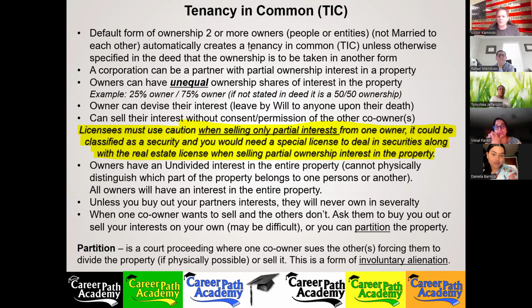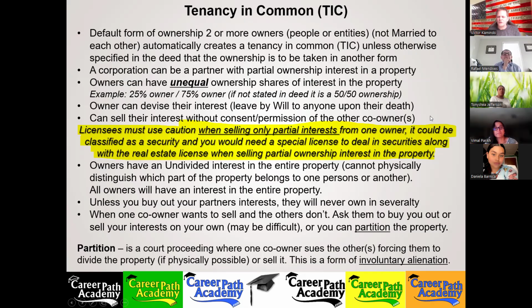Owners can have unequal ownership shares of interest, say 25% for one owner and 75% for the other, if they put that money into it, right? But if you don't specify that the ownership is not equal, then it's going to be 50-50. You have to specify that at the time you buy it, in the deed. Owners can devise their interest. That means to leave it by will to anyone upon their death. And they could sell their interest without the consent of the other co-owners.